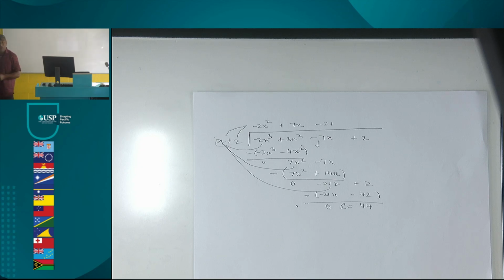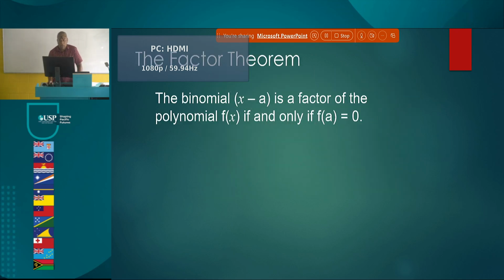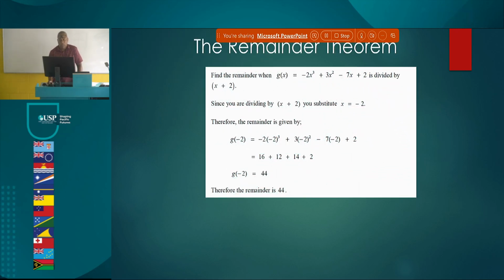Now the remainder theorem only gives us the remainder. The long division gives us both the remainder and the quotient. Later on, you will see that you will still need this long division for some other purpose. But at least we know, in order to find the remainder quickly, we can just use the remainder theorem. Okay.